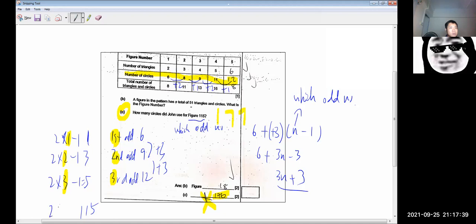So it's 2 times 115, which is which one? So your question mark is u. Minus 1 is 115. Does it make sense to you? Because you want to find which odd number. Does it make sense to you? Yes. So therefore 2u is equal to 116. So u equals 58. Yes. So 58 odd number. So 58, then you just plug in.